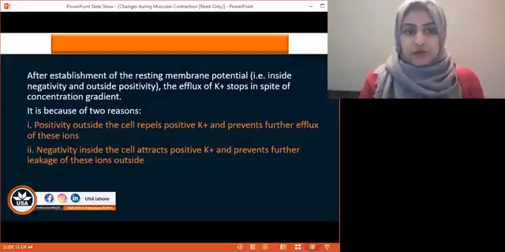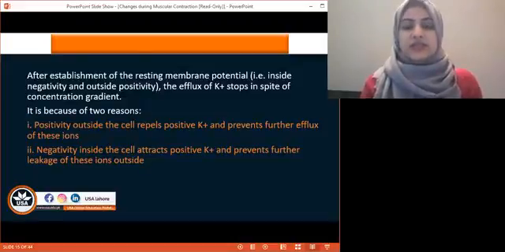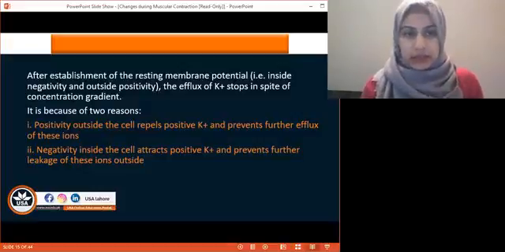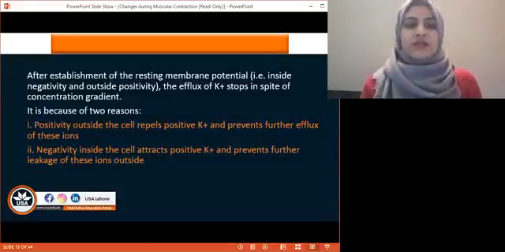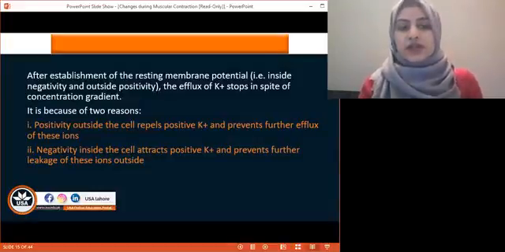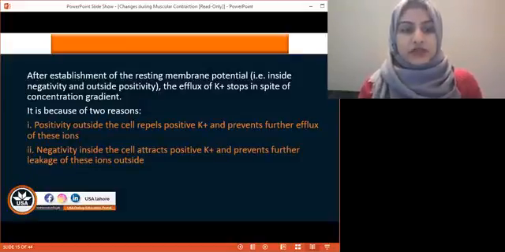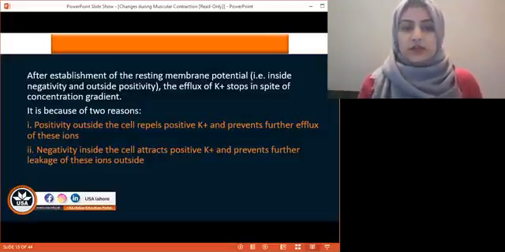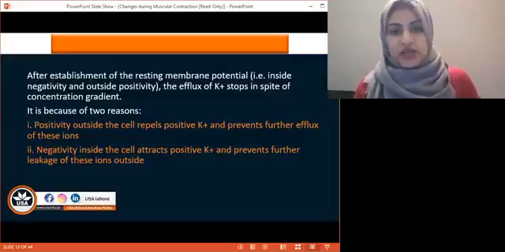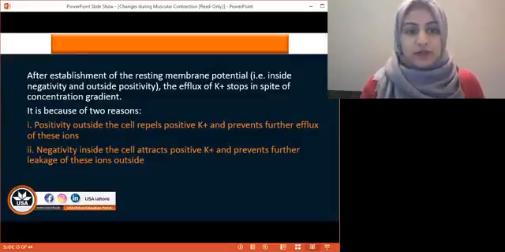After the establishment of resting membrane potential, inside negativity and outside positivity, the efflux of potassium stops in spite of the concentration gradient. This is because of two reasons. Positivity outside the cell repels positive ions and prevents further efflux. Negativity inside the cell attracts positive ions and prevents further leakage of these ions outside. So it's very obvious that the charges are going to repel each other and prevent the further efflux or influx of these ions.